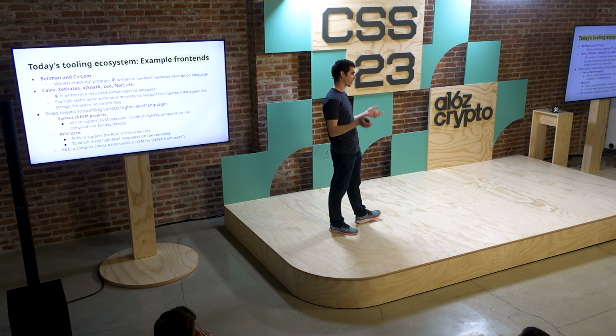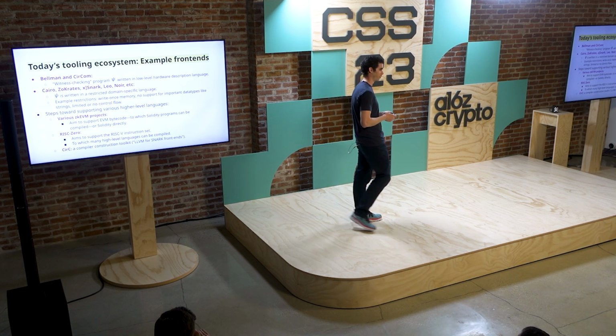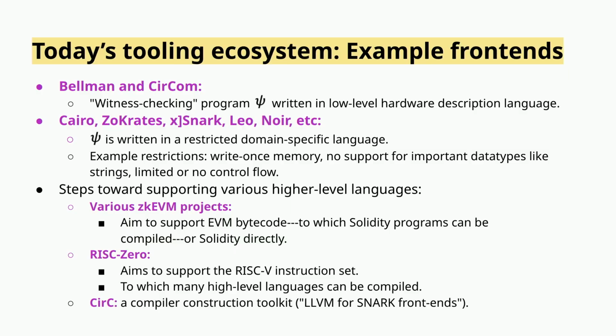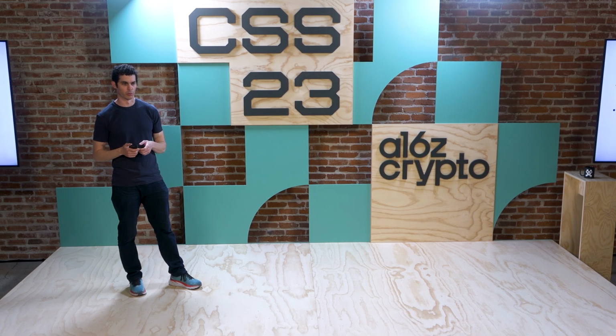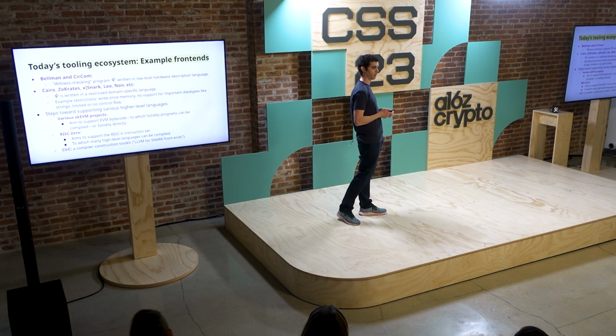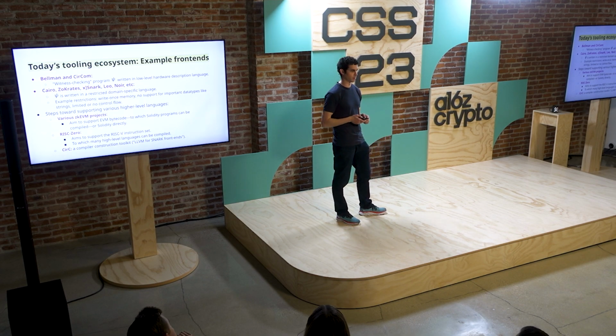And of course, all the ZK EVM projects want to let the developer just write in Solidity, like Ethereum developers are comfortable with today, and not worry about how the front end and the back end are working. So I think there's nothing fundamental standing in the way of the tooling supporting higher level languages that people are more used to than these new domain specific languages like Cairo and Leo and Noir. But it's not there today. Okay, any questions about this?